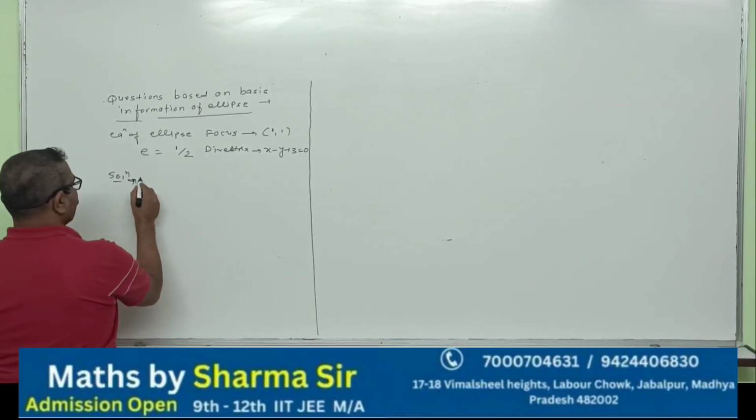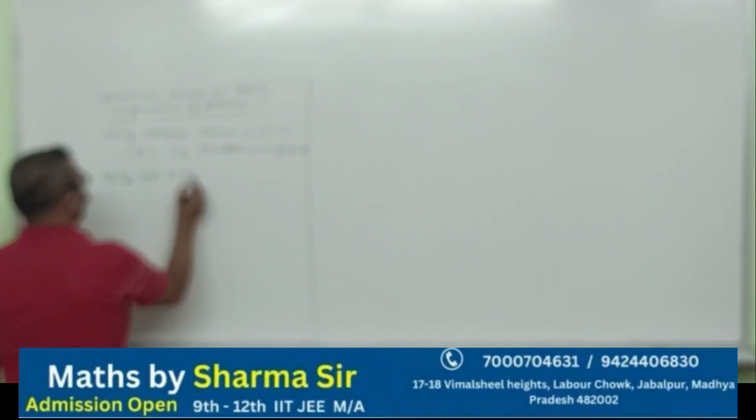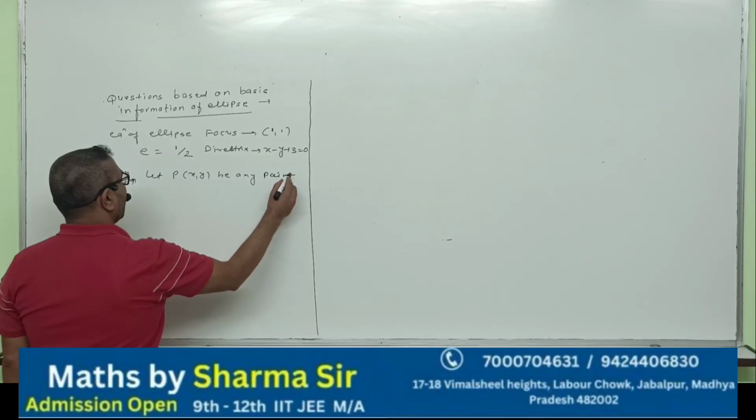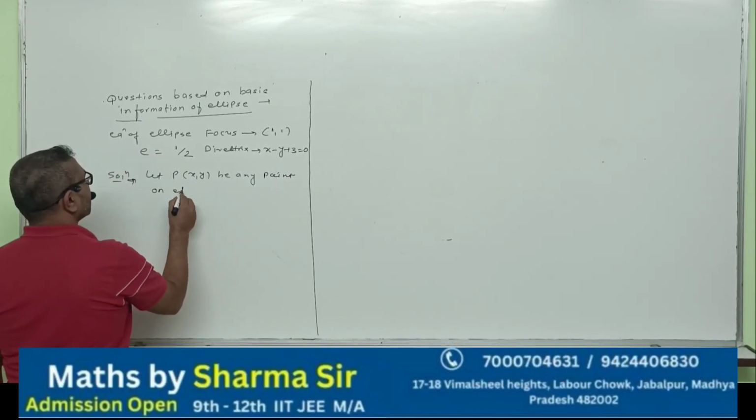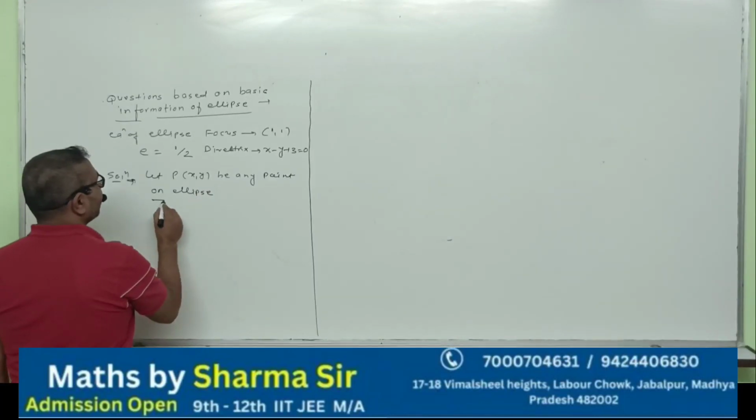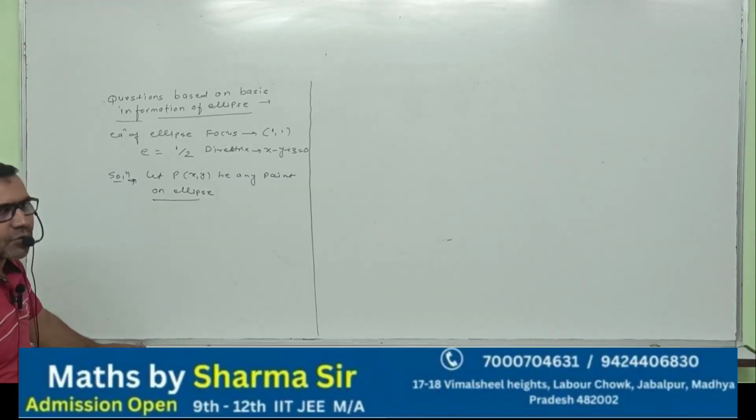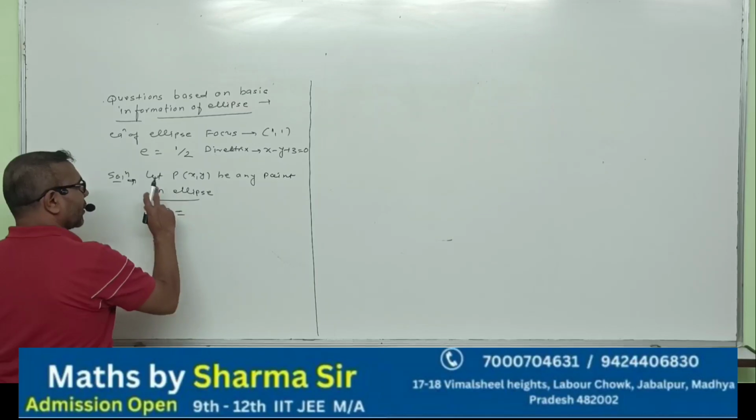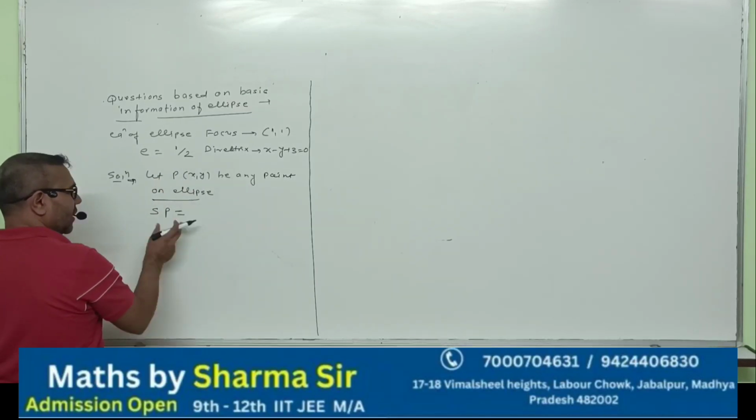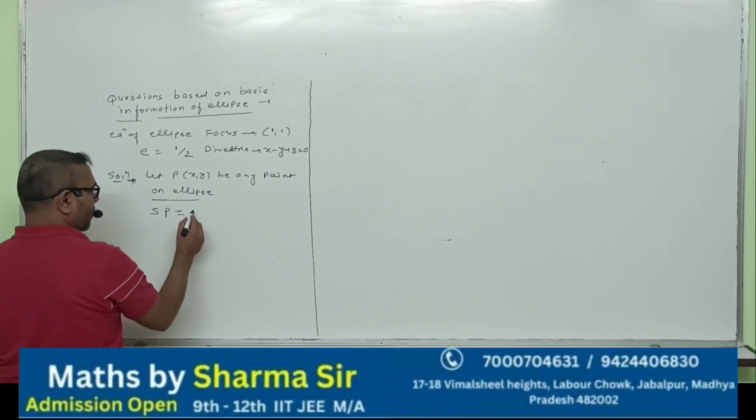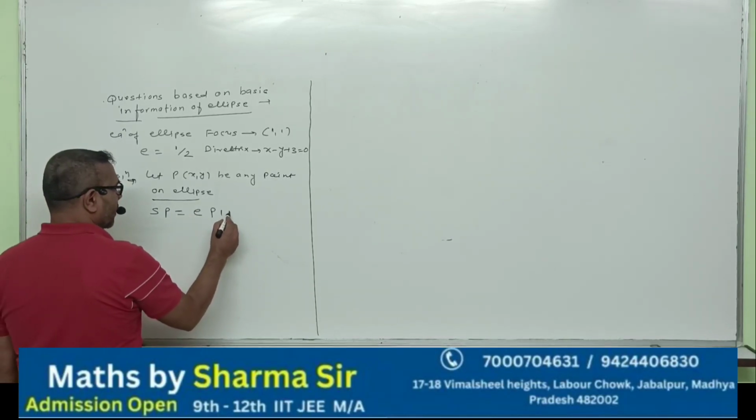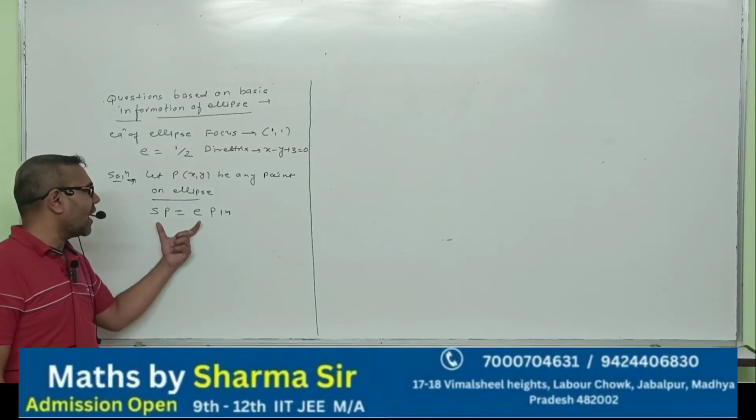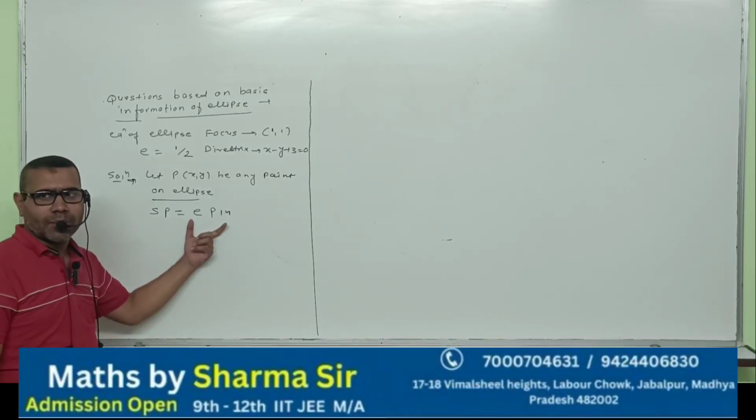Respectable, let's say P(x, y) is any point on the ellipse. If this point P(x, y) lies on the ellipse, then by the basic definition of an ellipse, for every point on the ellipse, the distance of that point from the focus is equal to e times the perpendicular distance of that point from the directrix. In short, symbolically, SP = e·PM.